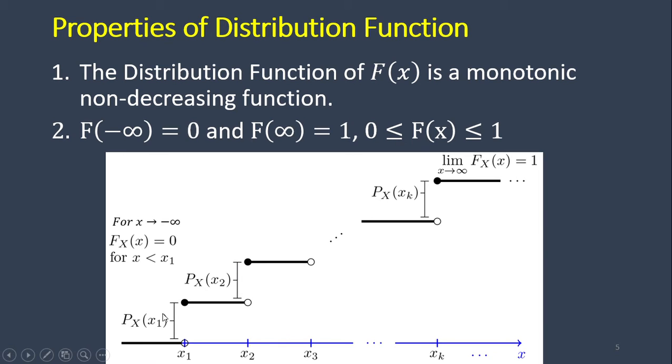Here a means x1, here a means x2, here a means xk. So in this case, this one will be F(x1), this one will be F(x2). Here means this much, this much, this much, this much. Okay, maximum it can go up to 1.